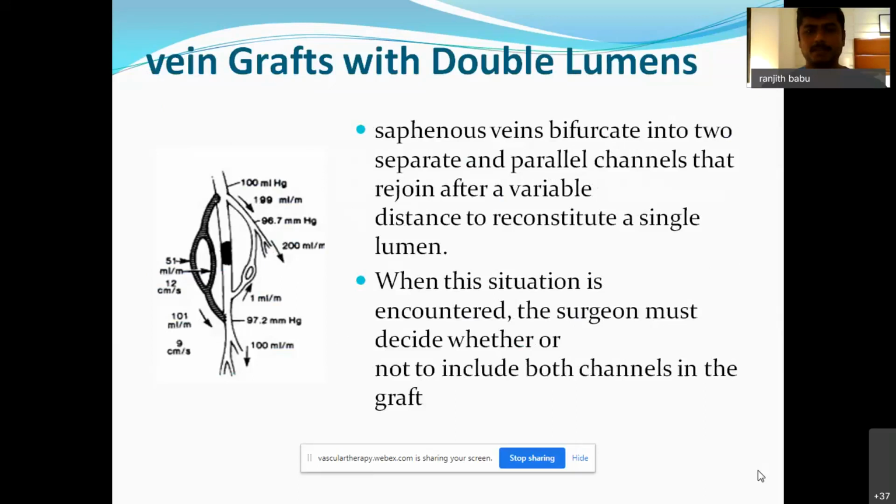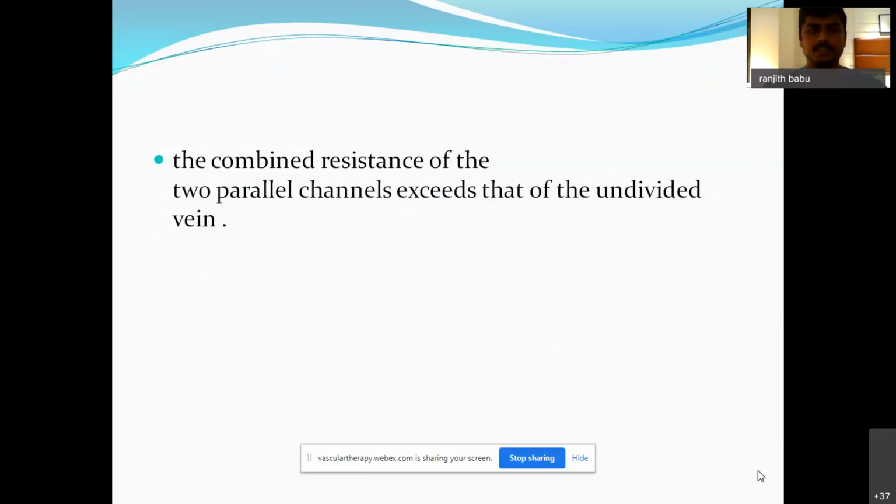Next thing in the parallel resistance system: while harvesting the vein, sometimes the saphenous vein bifurcates into two separate and parallel channels that rejoin after a variable distance to reconstruct a single lumen. When this situation occurs, the surgeon must decide whether to include both channels or keep a single channel. Which one is better? The answer is that the combined resistance of two parallel channels exceeds that of the single undivided vein. So the single channel is better than keeping both channels.